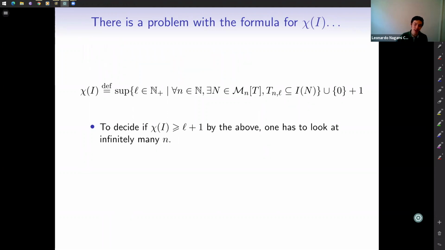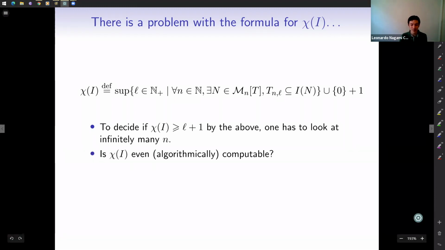Because if you think about this formula, and say that I want to think of it algorithmically, and say that I want to decide whether the chromatic number is at least L plus 1. Well, by looking at the formula, what I have to do is look at all possible sizes and check whether there is a model that realizes the Turán graph, or a supergraph of the Turán graph. In particular, it's not even clear that an algorithm for this exists, because an algorithm would have to say, well, let's check all the n's, but there's infinitely many, right? The algorithm doesn't stop, right?